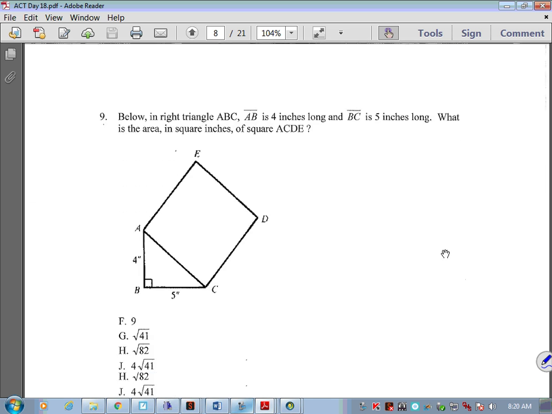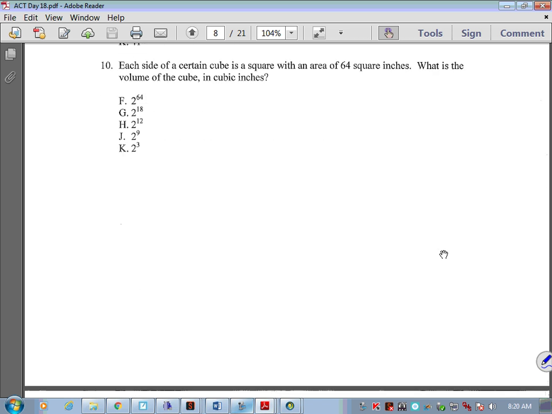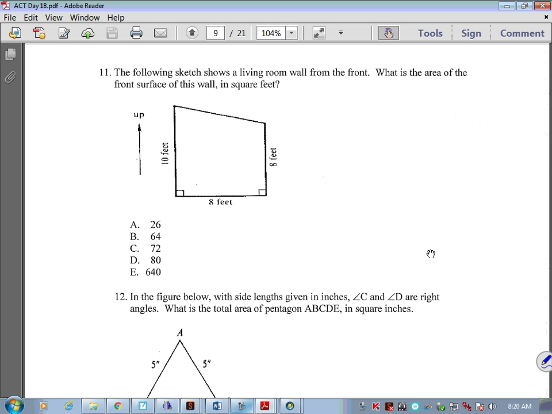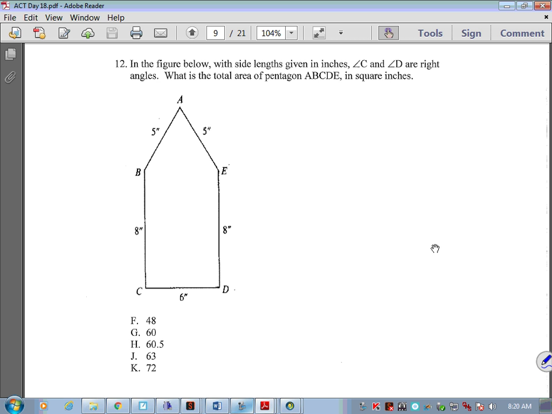9 is K, 41. 10 is J, 2 to the 9th. 11 is C, 72. 12 is G, 60. Do I need to go back to any at this point?